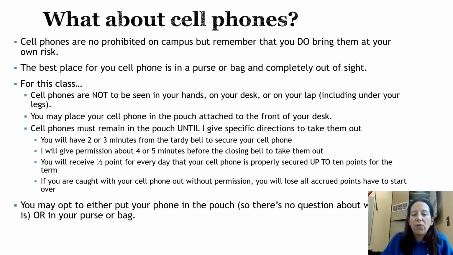If you're caught with your cell phone out without permission, you will lose all the points that you've accrued. So if you've accrued like 7 points because your cell phone's been where it's supposed to be, and then you decide that you have to take a call from your boss, and you're like, I'll just sneak it out and get my phone call, no. So you'll lose that and you'll have to start over.